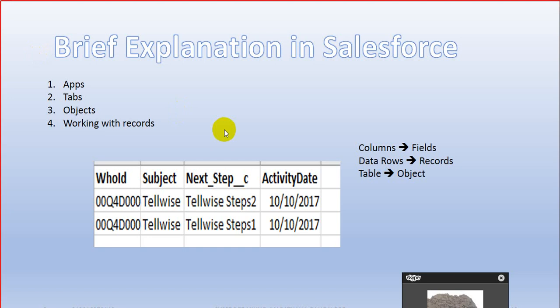And this we have already discussed. Let's say that if you don't understand, one more thing: if you prepare an Excel sheet or table, you will have columns and rows of data, and headers. These headers, the columns, are called fields in Salesforce, the data rows are called records, and the table is called an object. That's all, nothing other than that.